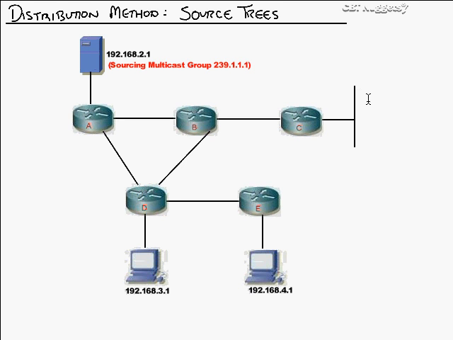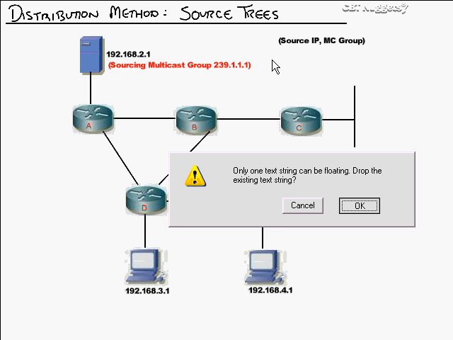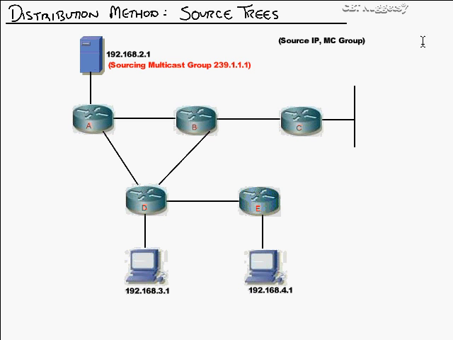I'm going to go ahead and jot it up right here on the screen. Let me put it in black so it's easier to see. It will look at the source IP address that is sourcing the messages and the multicast group. So in this case, we have a server that is 192.168.2.1, multicast group 239.1.1.